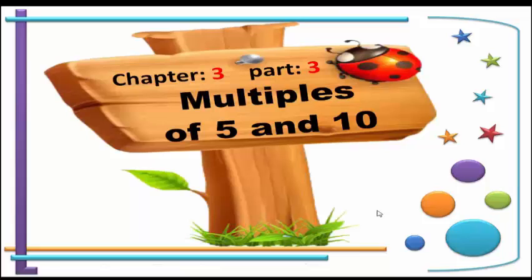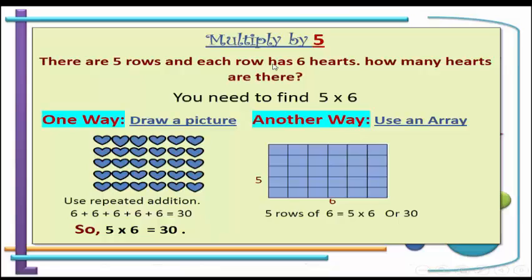Our lesson today is multiples of 5 and 10. Multiply by 5. There are 5 rows and each row has 6 hearts. How many hearts are there? You need to find 5 times 6. 5 rows and 6 hearts in each row.